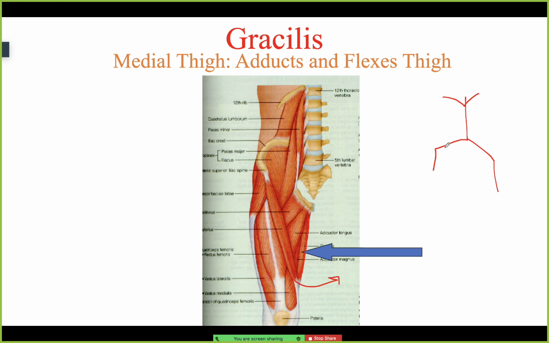If your thigh was out here, it's going to adduct it and it can bring it down towards your medial line. That is the job of the gracilis, the adductor magnus, and the adductor longus muscles.